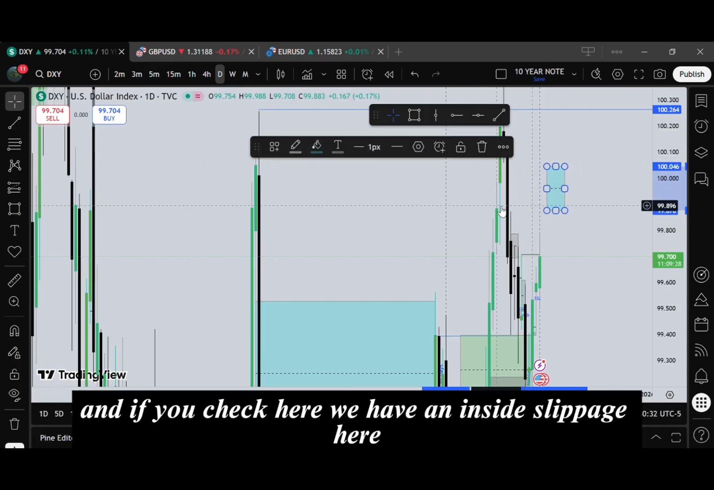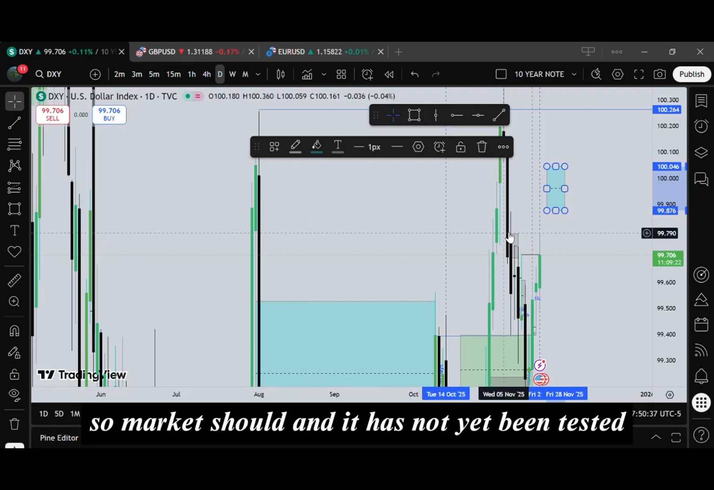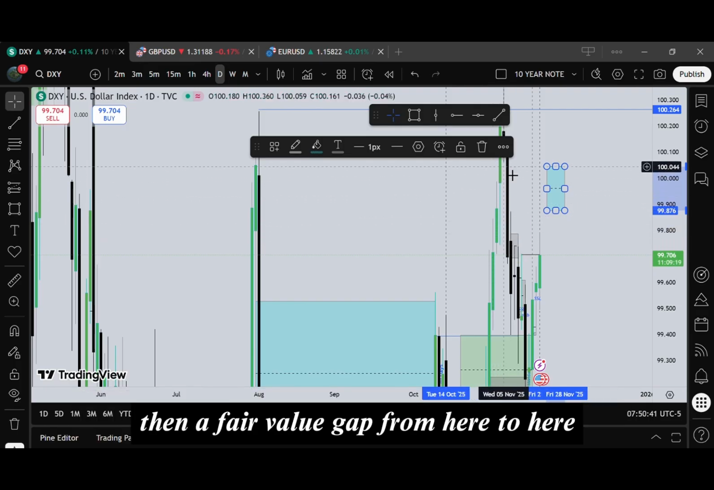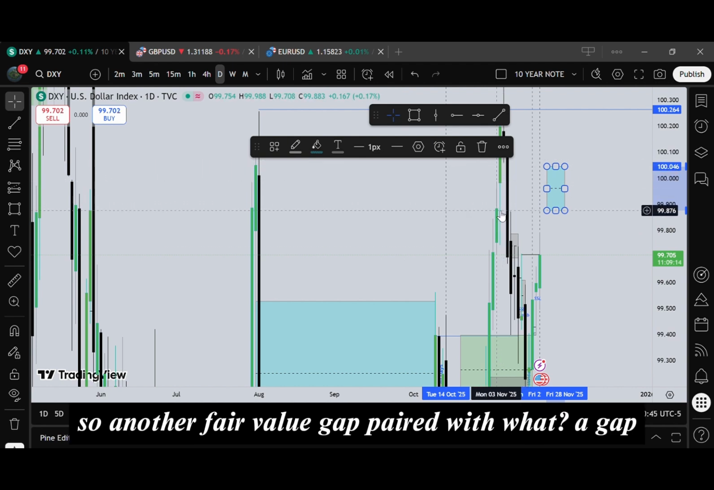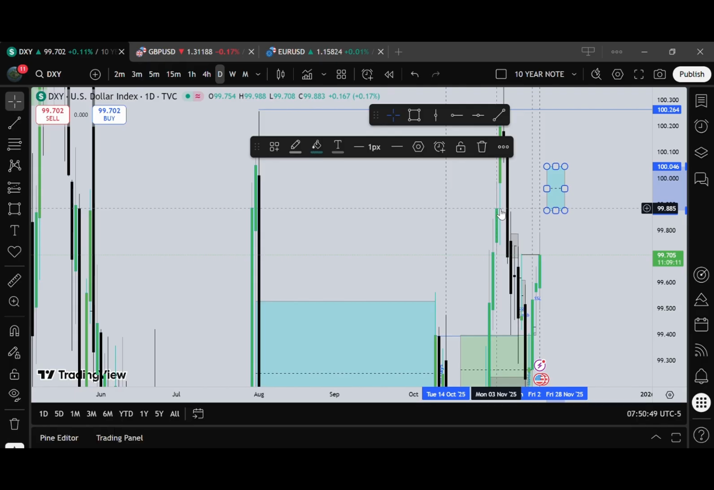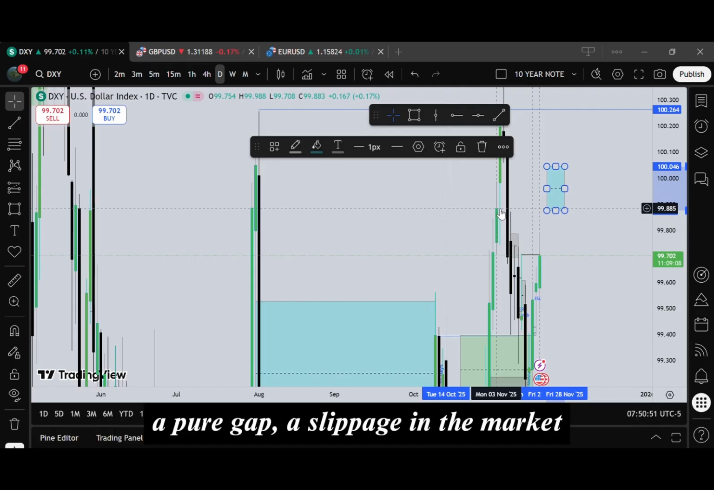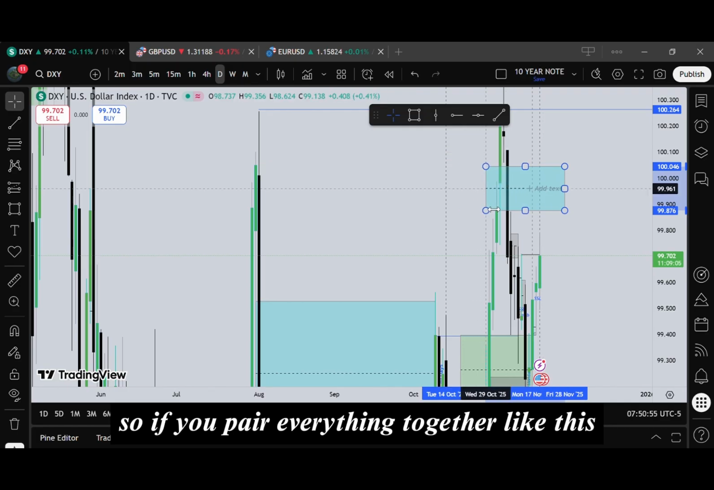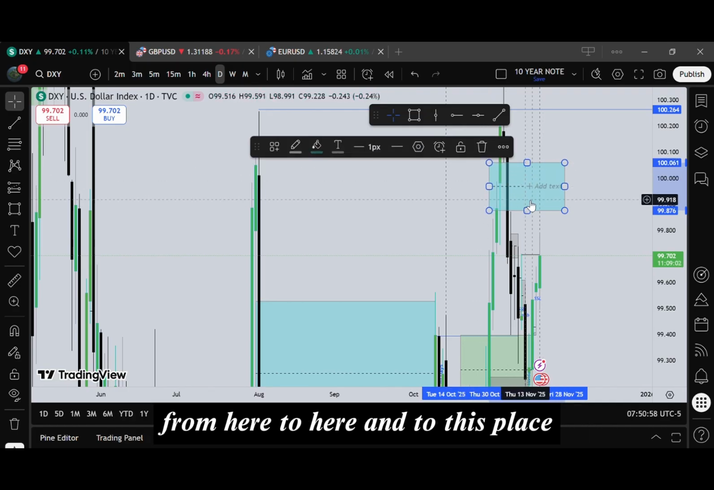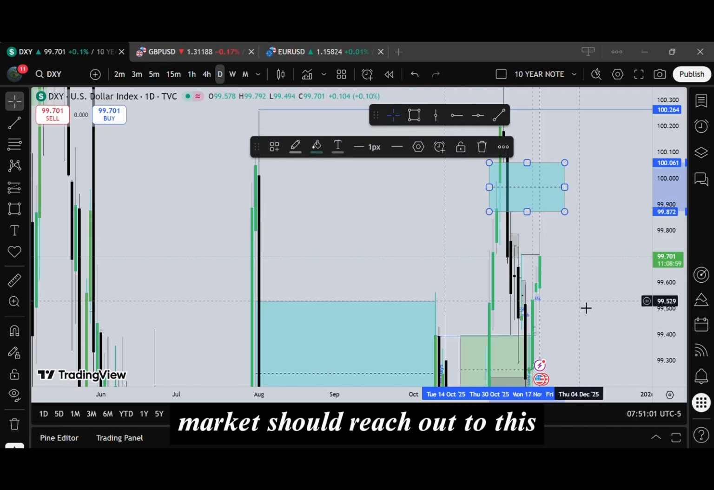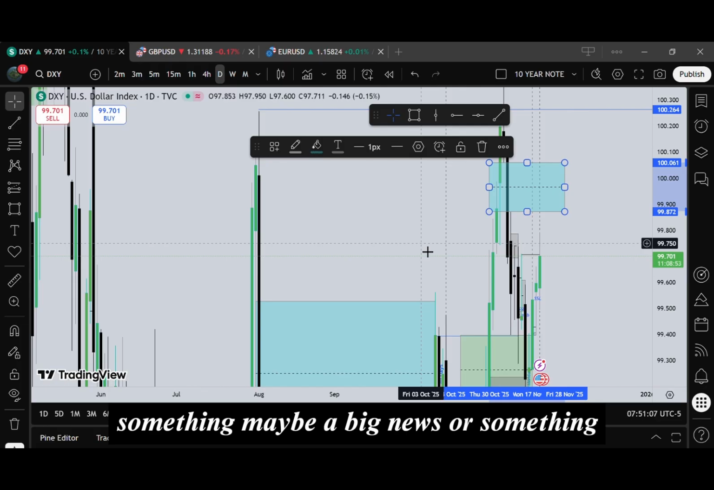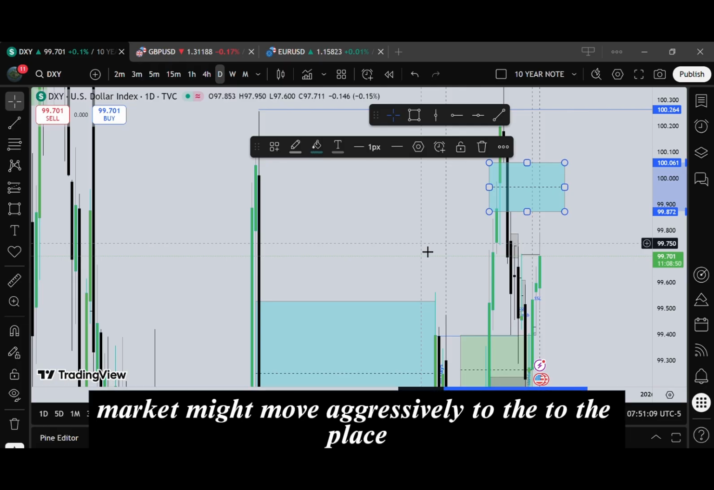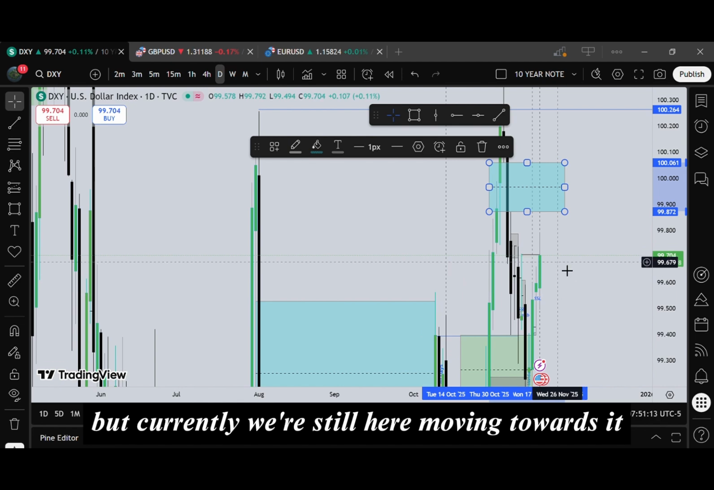And if you check here, we have an inside slippage here. It has not yet been tested, and the market should fill it up. Then a fair value gap from this point to this point. So another fair value gap paired with what? A pure gap is slippage in the market. If you pair everything together like this, from here to here, then to this place, the market should reach out to us. It might not be today, I don't know, but that's where the market is targeting. If you see something, maybe big news, the market might move aggressively to the place. But currently, we're still moving towards it.